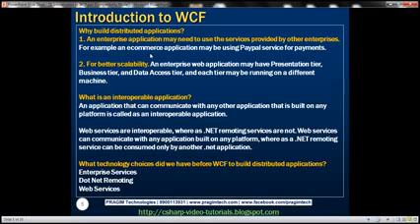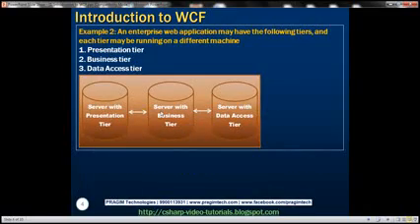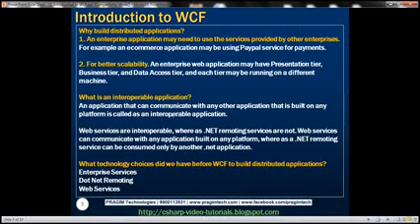And another reason why we may build a distributed application is for better scalability, and we have discussed what we mean by scalability just now, the same example. Alright, now let's understand what we mean by an interoperable application. An application that can communicate with any other application that is built on any platform is called an interoperable application. We know that web services are interoperable.